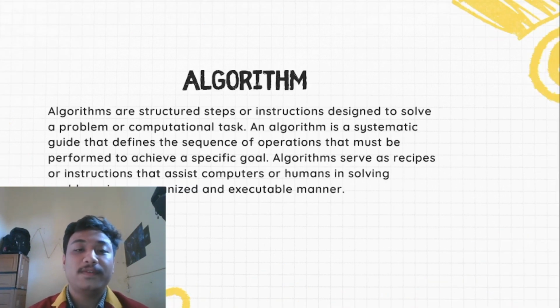Okay, definition of algorithm. Algorithms are structured steps or instructions designed to solve a problem or a computational task. An algorithm is a systematic guide that defines the sequence of operations that must be performed to achieve a specific goal. Algorithms serve as recipes or instructions that assist computers or humans in solving problems in an organized and executable manner.